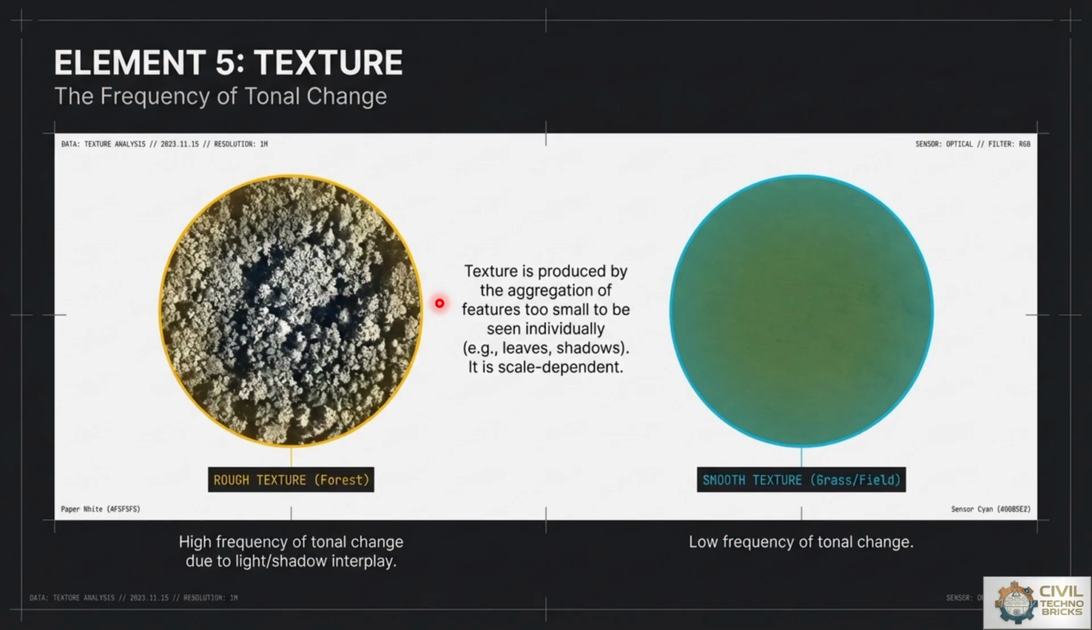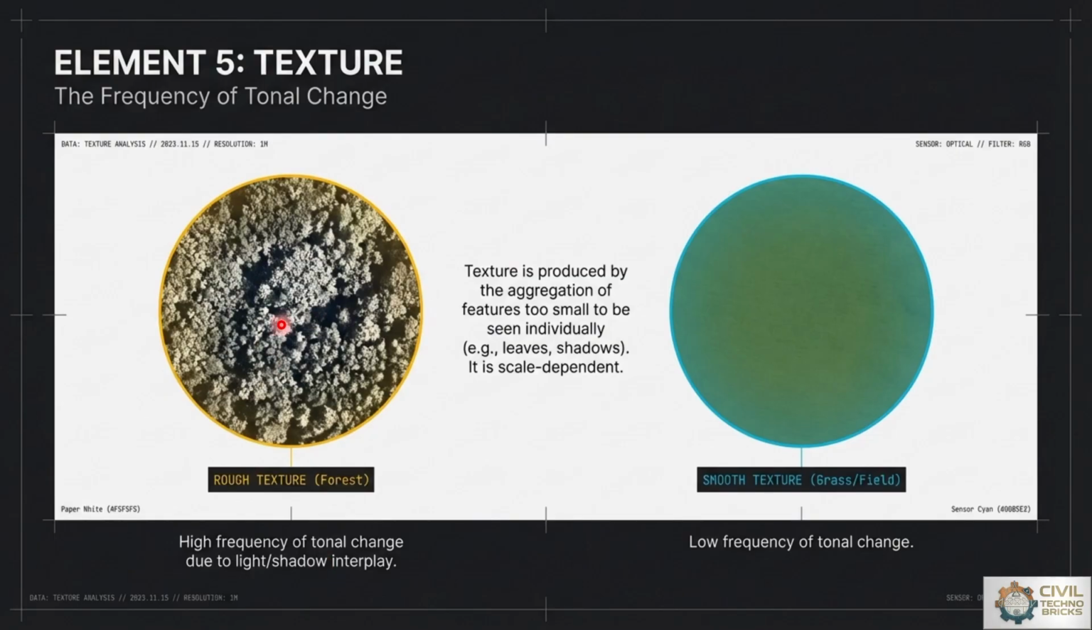The next element is texture, which is the frequency of tonal change. Basically, rough texture shows forest, whereas smooth texture shows grass or field. Texture is produced by the aggregation of features that are too small to be seen individually, for example leaves and shadows, and it is scale dependent. There is low frequency of tonal change in smooth texture, but high frequency of tonal change due to the interplay of light and shadow in rough texture.